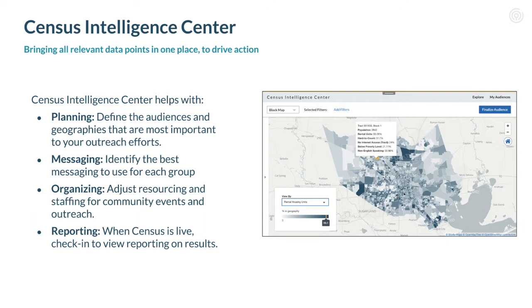Teams can use CIC to understand who their hard-to-count populations are, where they live, and what their barriers and motivators are, identify the best messaging to use for each group, optimize resourcing, staffing, and materials for community events and outreach, and, when the census kicks off, use nightly return rate data to adjust resource allocation where it's needed most.